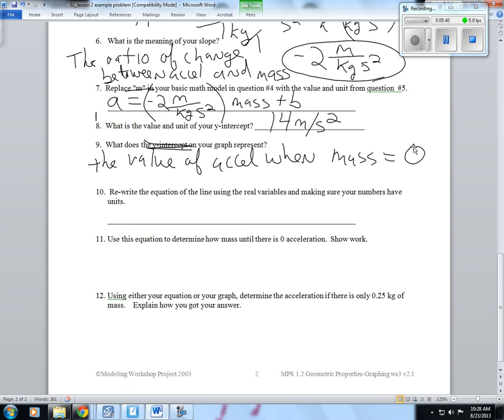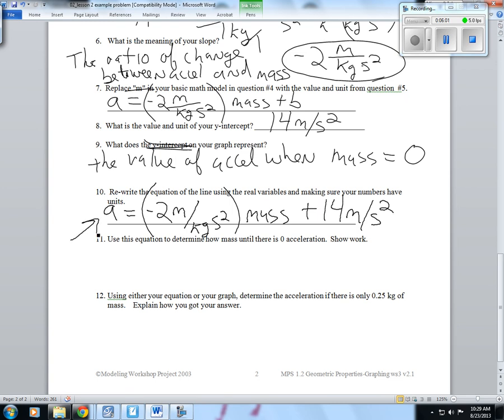Now let's put this all together. So a is equal to -2 meters over kilogram second squared times mass plus 14 meters per second squared. Now notice, again, the trend is no units, yes units, no units, yes units. You want to follow that trend. That'll be a tricky thing that I'll be getting a lot of you on points-wise.